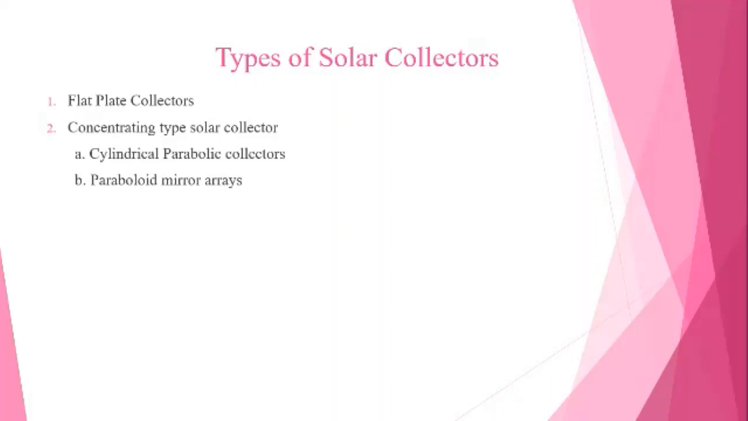Then next is the paraboloid mirror array. These types of solar collectors are used for production of temperatures above 300 degrees Celsius. So the paraboloid mirror array's temperature range is more than 300 degrees Celsius.